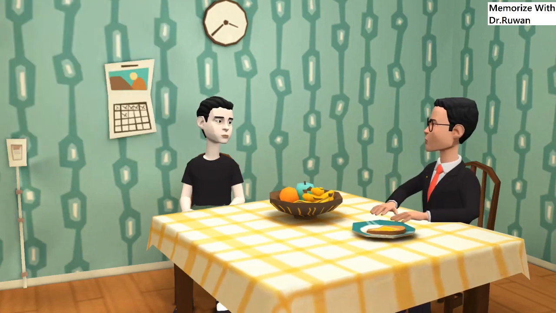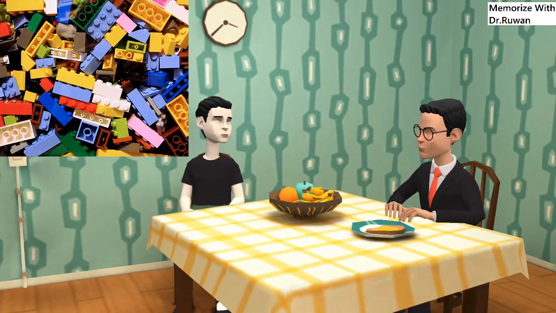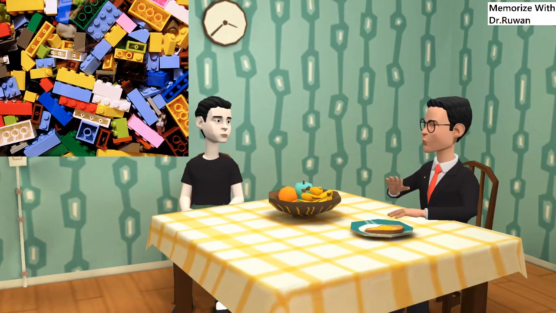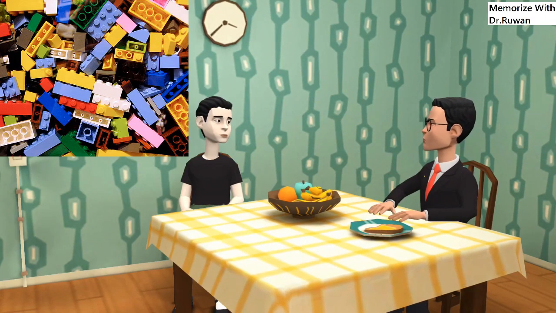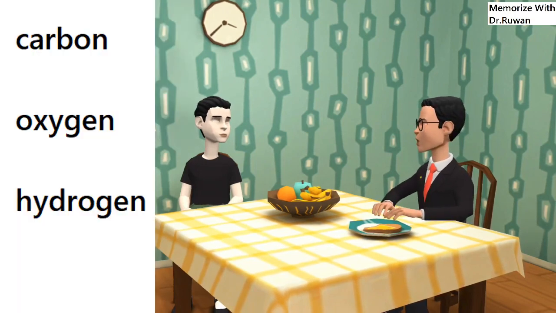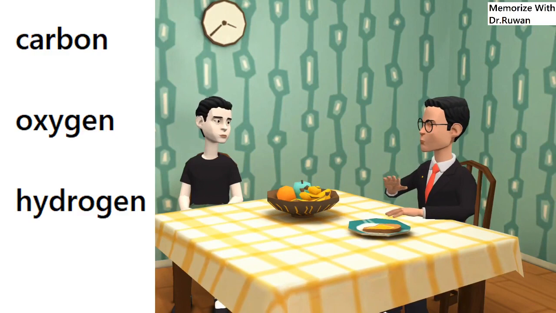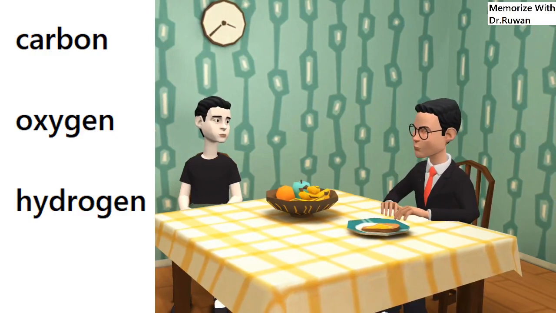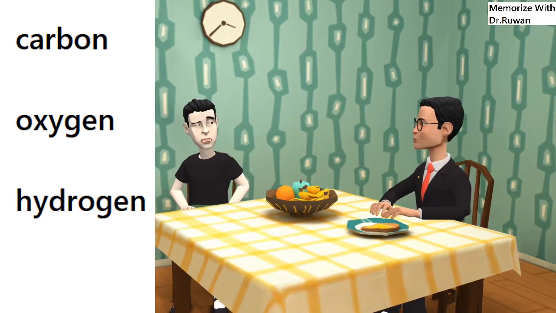They are like Lego blocks. There are different types of atoms. But today, I want you to remember just 3 of them. They are carbon, oxygen, and hydrogen. Can you remember those 3? We'll try.